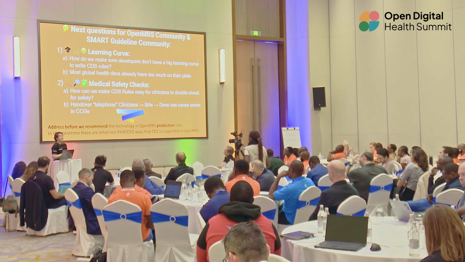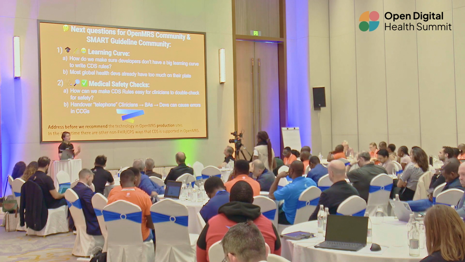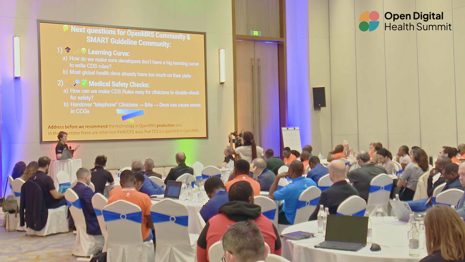So the biggest thing that we're trying to figure out right now is how do we make sure that developers and others can encode their rules in a structured way that is easy-ish to learn, but also sustainable, because we know that most of the developers or programmers that use OpenMRS are already under tremendous pressure, often unrealistic pressure. And so asking them to learn a new language is kind of a lot.